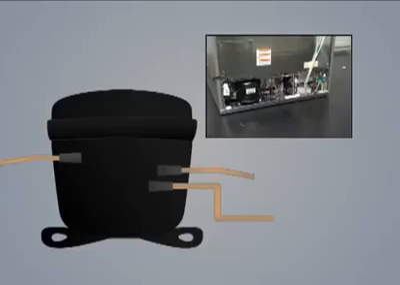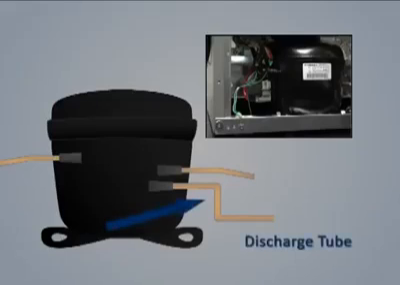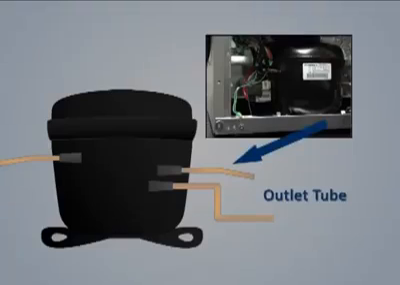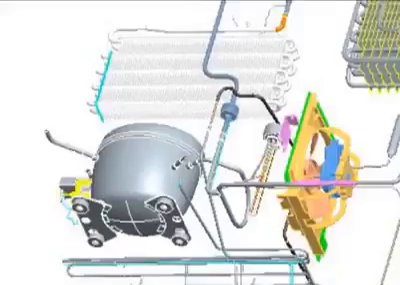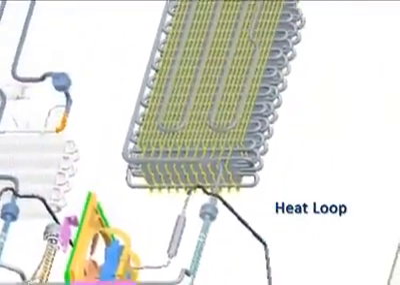Connecting the components. The compressor is the heart of the refrigeration system. The compressor consists of a reciprocal piston pump driven by a permanent split capacitor motor encased in a metal case. The discharge tube connects the compressor to the inlet of the condenser. The outlet of the condenser is connected to the inlet of the heat loop, also called the Yoder line. The heat loop tube is routed around the perimeter of the refrigerator cabinet door matting flange.